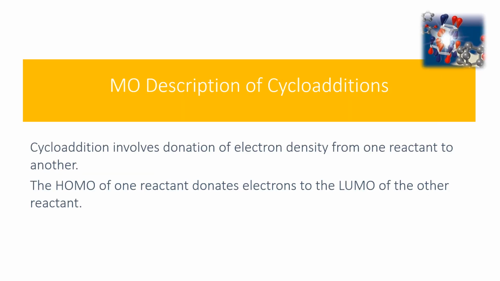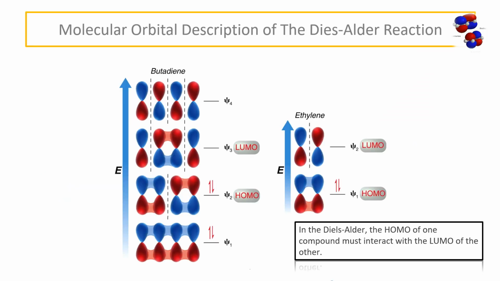For a molecular orbital description of cycloaddition, it's quite simple. A cycloaddition involves the donation of electron density from one reactant to another. Not exactly accurate because it's not a heterolytic system, but we should realize that the HOMO of one reactant donates electrons to the LUMO of the other. So in this section, I provide a molecular orbital treatise of the Diels-Alder reaction.